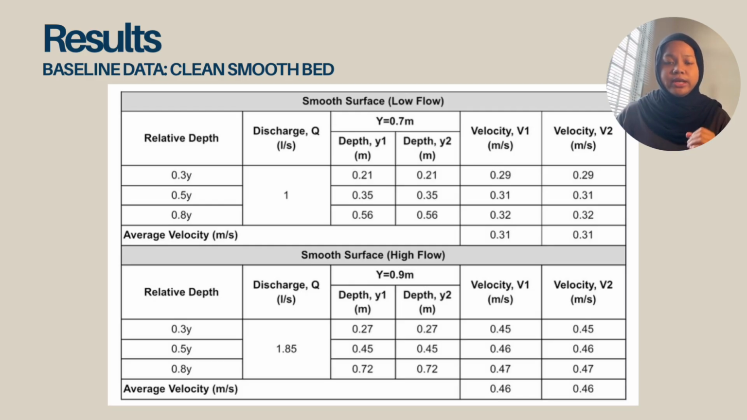Under both low flow and high flow conditions, we can observe that the velocity increases from 0.3y to 0.8y. So this indicates that the water flows more slowly near the channel bed because of friction and becomes faster closer to the free surface. We also found that the average velocity increased from about 0.31 meter per second during low flow to about 0.46 meter per second during high flow, showing that a higher discharge produces a higher flow velocity. Since the bed surface is smooth, there is very little resistance, resulting in a uniform velocity distribution.